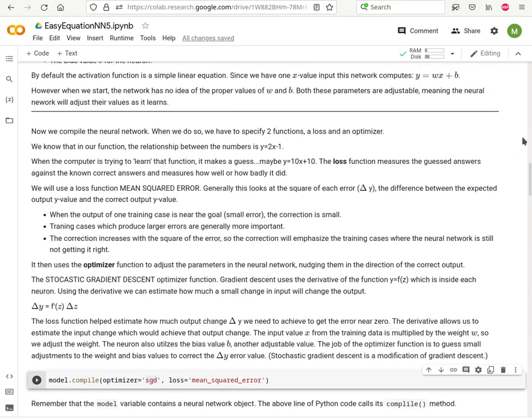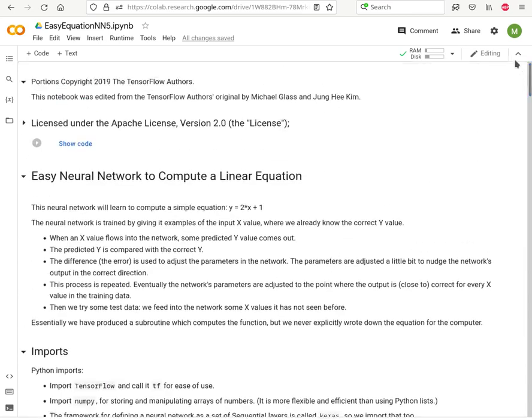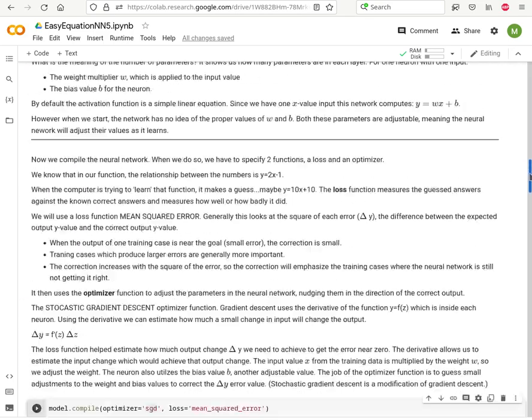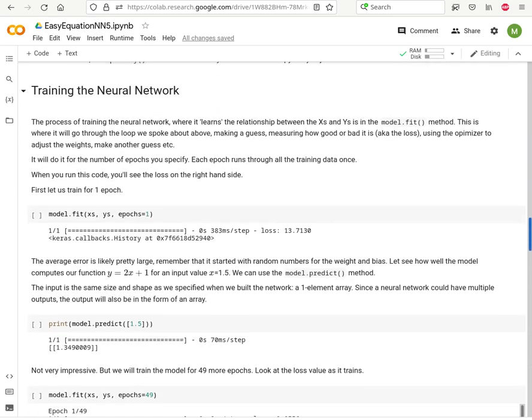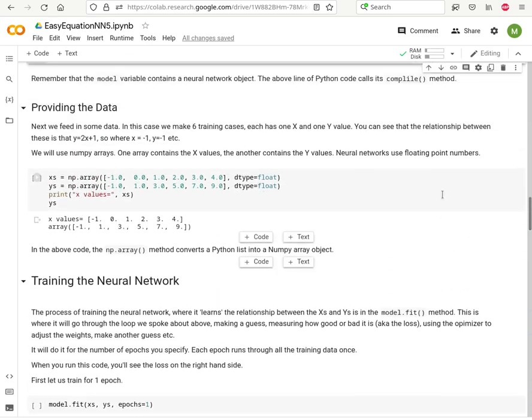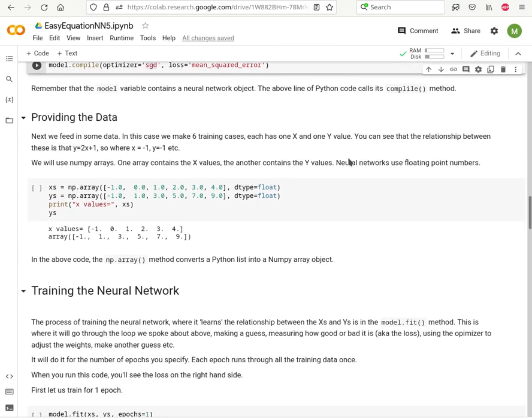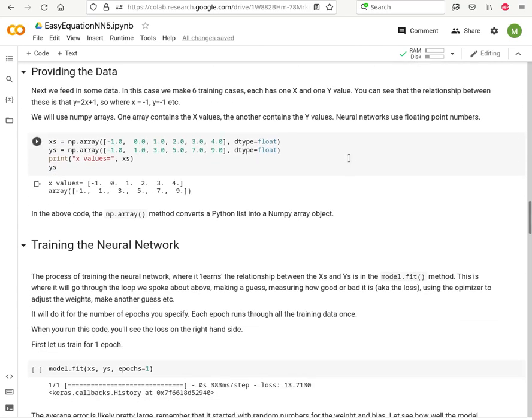Hello again. Picking up where we left off, we were looking at this notebook easy equation NN5 in Colab, and it contained what? It contained a hello world, a single neuron trained to do a simple task in a Python notebook. And we got as far as creating the neural network in an object and compiling it. So we now have an architecture. We have the methods that are going to be used for training it. So let's try training it.